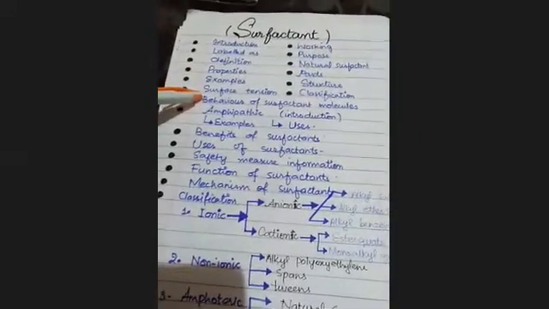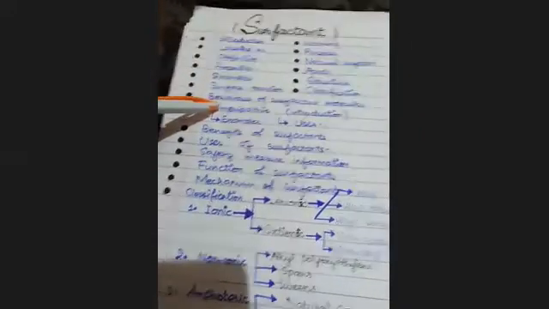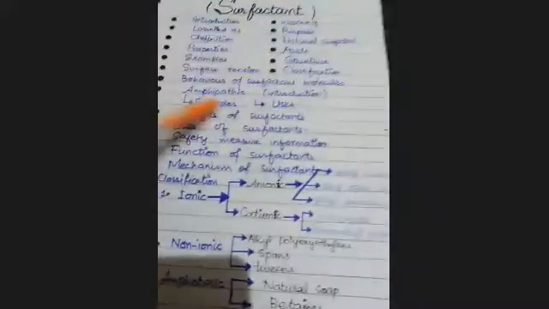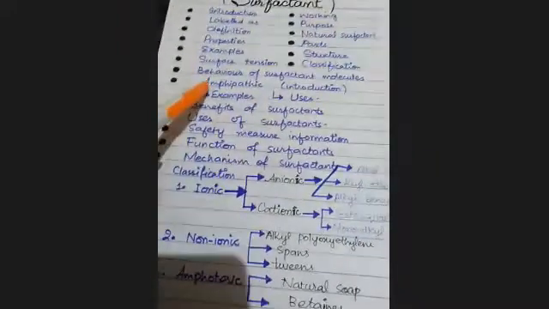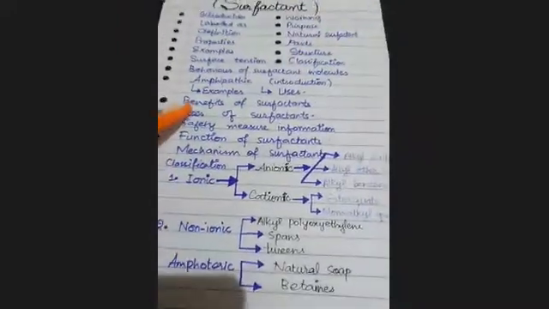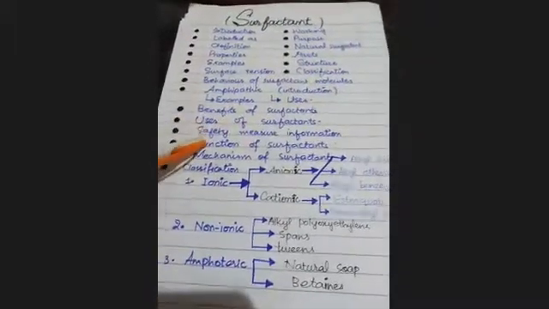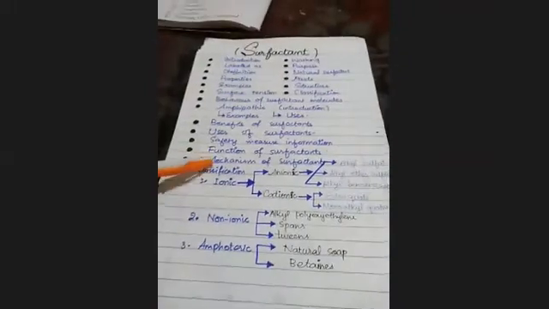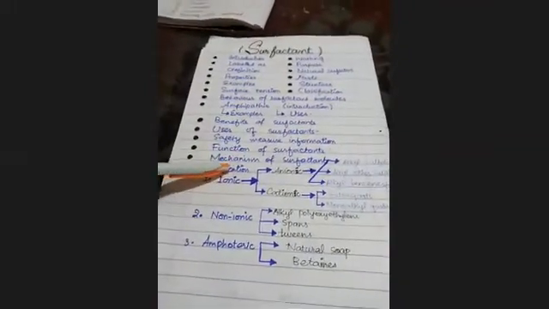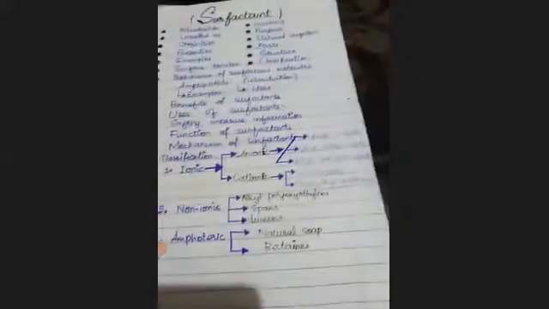behavior of the surfactant molecules, amphiphilic, its introduction, its examples, its uses. It is actually the natural surfactant. Benefits of these surfactants, uses of the surfactants, safety measures regarding the surfactants, function of the surfactants, mechanism of the surfactants, and the classification with the illustration.